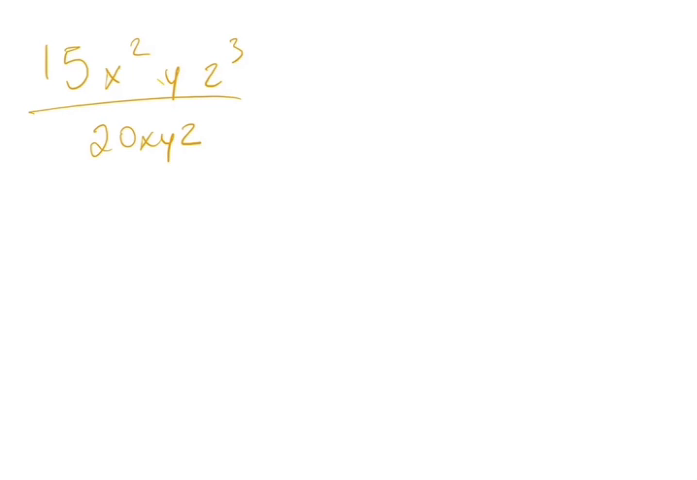To simplify this, the first thing that most people ask you is to find your non-permissible values. And that means that whatever is going to make your bottom 0, those are your non-permissible values. Those are things that your bottom cannot equal. So your non-permissible values here would be x cannot equal 0, y cannot equal 0, and z cannot equal 0.